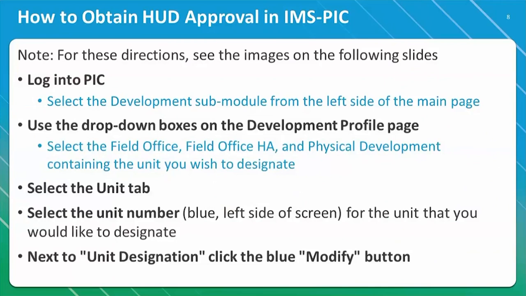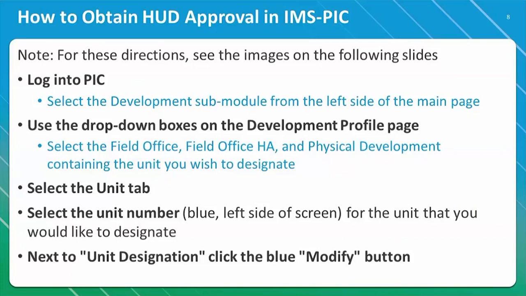In PIC, when you have matters where you require HUD approval, we go in PIC, and we have images on the next slide so you can see at least what it would look like when you log on. You would select your development from the submodule on the left side of the main page. You have dropdowns available. You should only see your properties, of course. You select your field office and the physical development that you wish to designate.